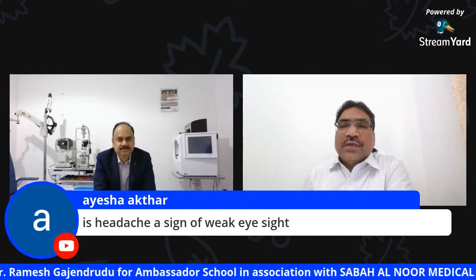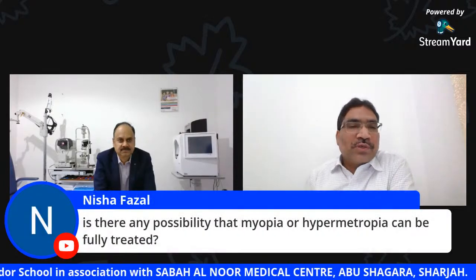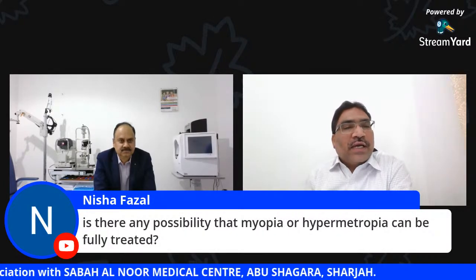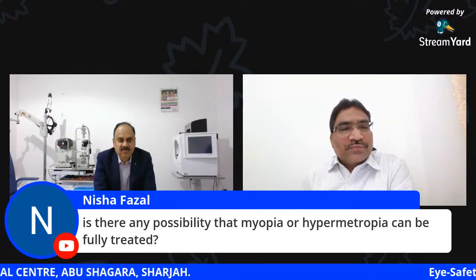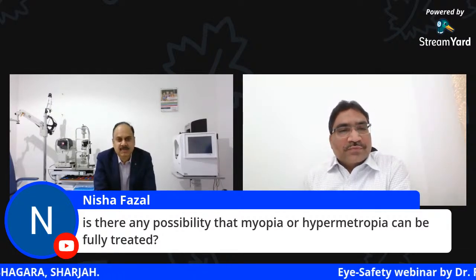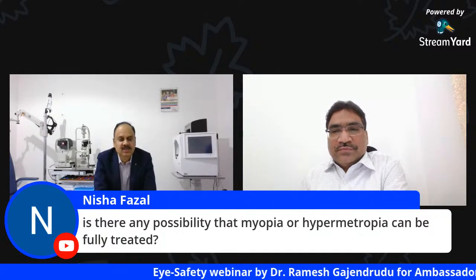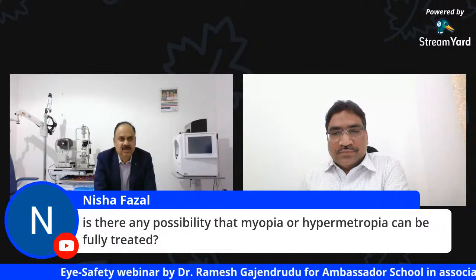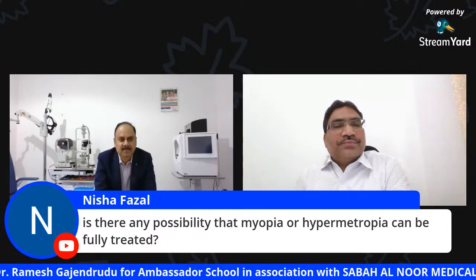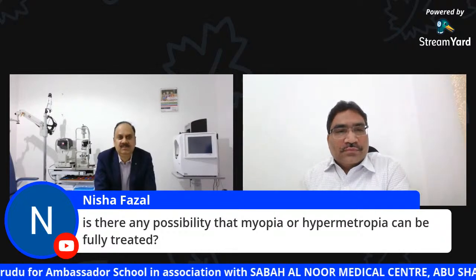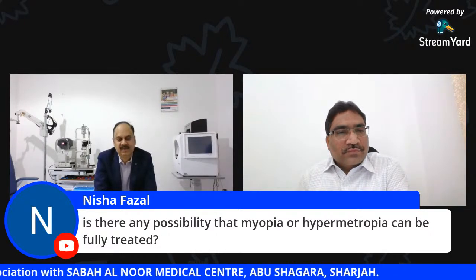Okay, thank you, doctor. Now, there is a specific question coming from Nisha Fazil. Is there any possibility to treat myopia and hypermetropia? Yeah, definitely. We have treatment options. It goes stage by stage. First, in the initial stages, up to the age of 20, it is only glasses. Once you cross the age of 20, where the growth of the eyeball is arrested and power is stable, then we have various laser procedures where we can make your power zero. You can be free of glasses.